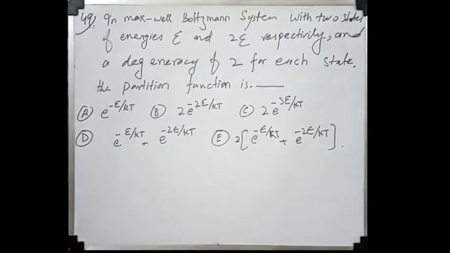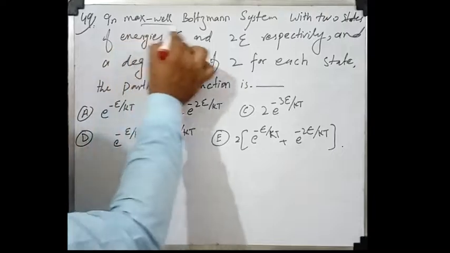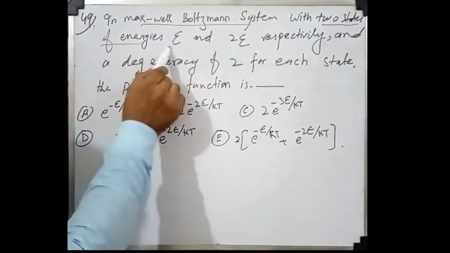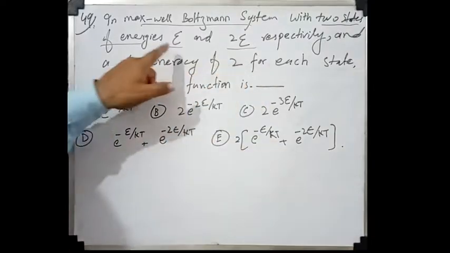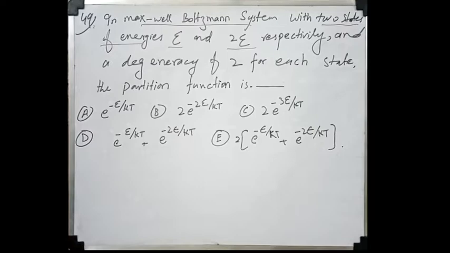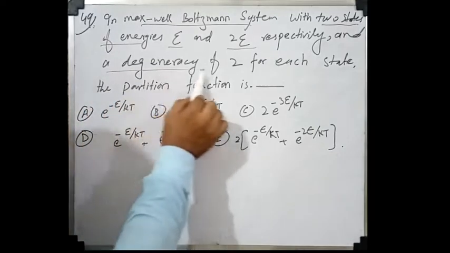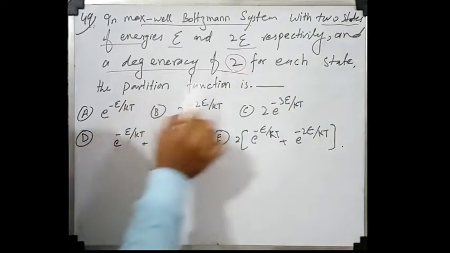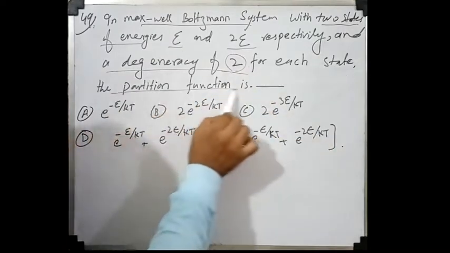The next problem is 49. In a Maxwell-Boltzmann system with two states of energies epsilon and 2 epsilon, where epsilon and 2 epsilon are the energies of the two states, and the degeneracy of each state is 2, state the partition function.